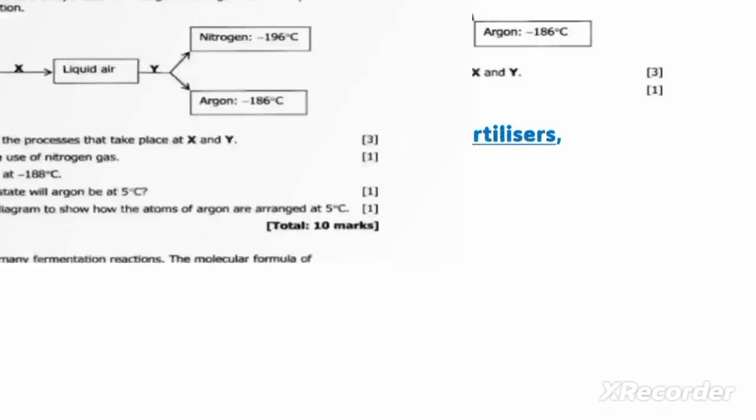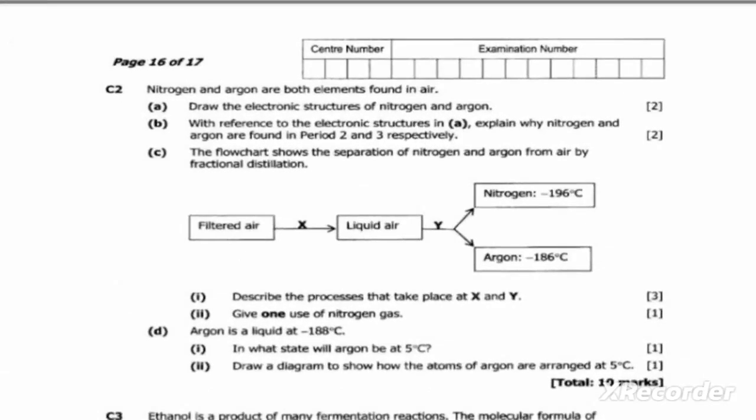We shift to the next question, which is question C2D. The question reads, argon is a liquid at 188 degrees Celsius. D, Roman numeral 1, in what state will argon be at 5 degrees Celsius? The question is carrying 1 mark.